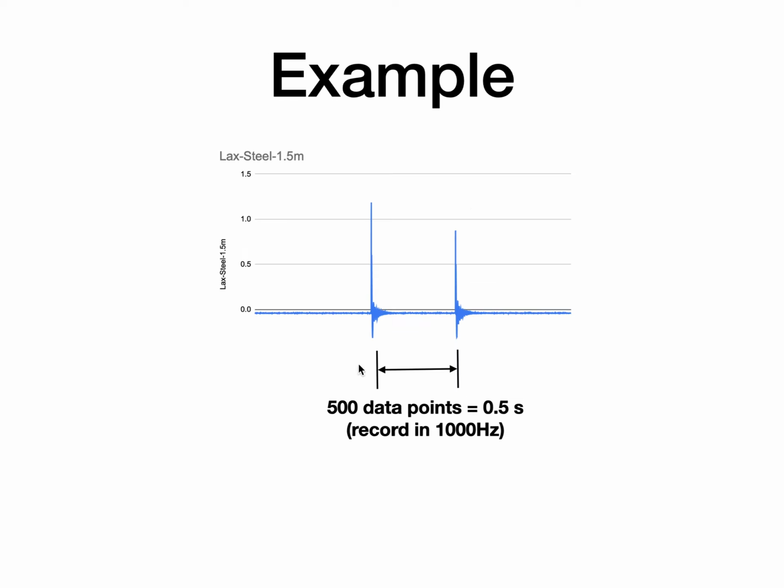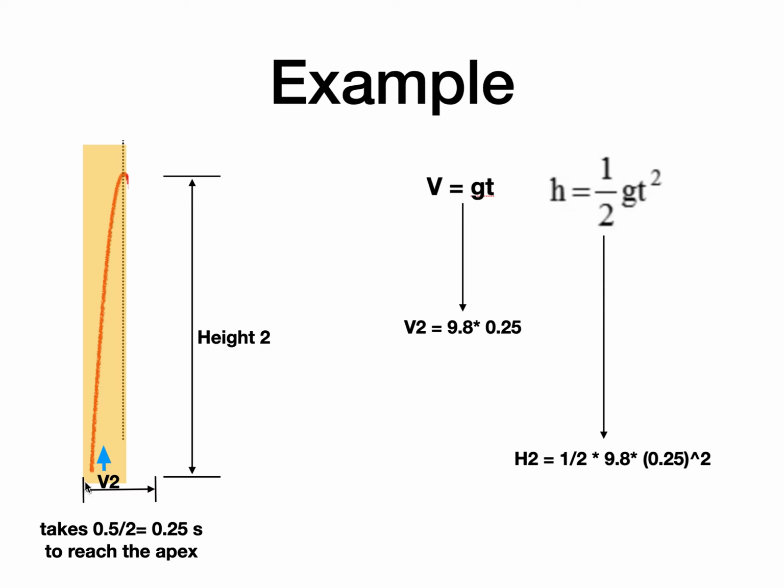And for example, say on the force plate you see there are 500 data points between two peaks. How much time is there in between two peaks? It's recording at 1000 hertz, right? So how long does it take to generate 500 data points? 0.5 seconds, right? Use 500 divided by 1000. That's 0.5. But 0.5 is the whole flight phase. We only care about half of the flight phase. So we take 0.5 divided by 2. That's 0.25 seconds from after the bounce until it reaches the apex.